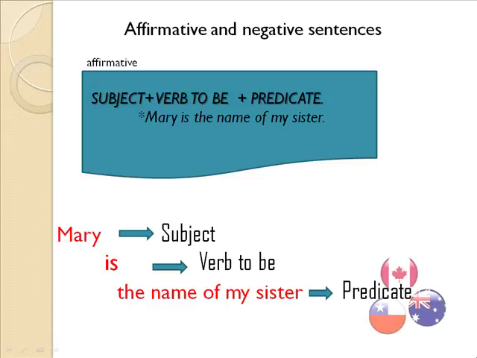Here we have more examples. My new car is red. He is an easygoing guy.